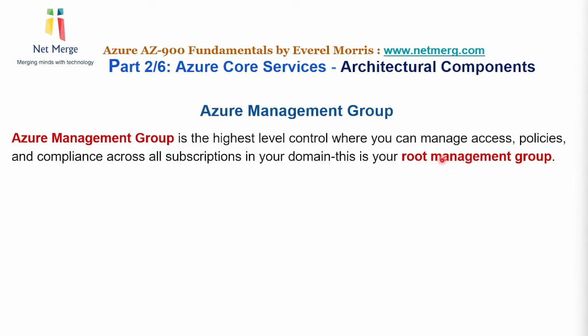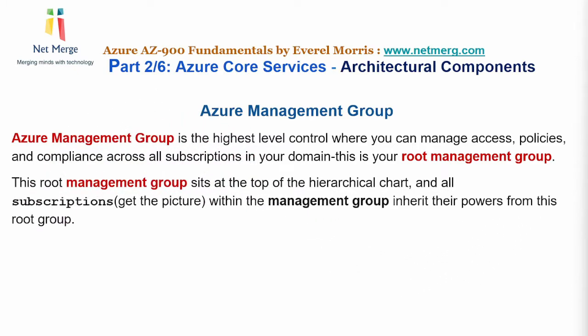And when we talk about management group and we talk about policies and compliances, when we get down into chapters 4, 5 and 6, you'll understand a lot better what compliances and policies are. Now the root management group sits at the top of the hierarchical chart and all subscriptions within the management group inherit their powers from the root group. So when you talk about subscription, your resource group would fall below your management group. So you at least get an understanding of what I'm talking about as it relates to the hierarchical layout.